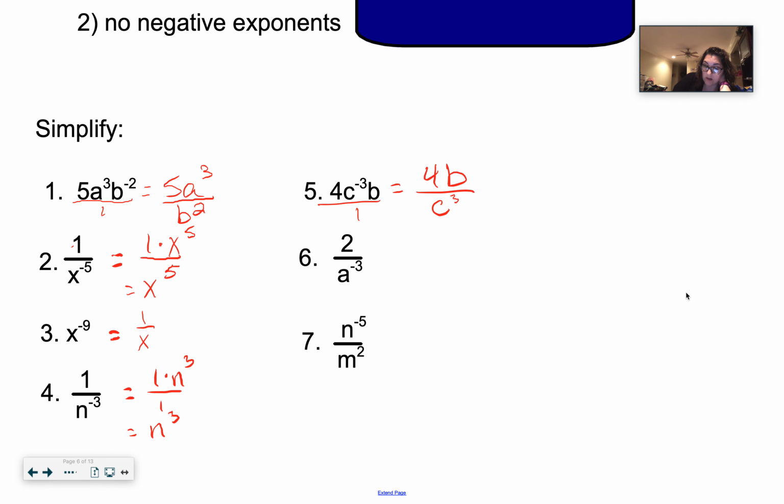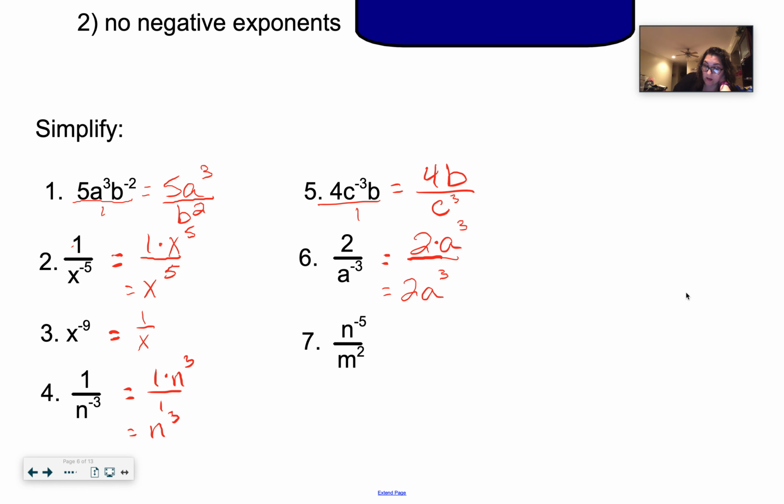Okay. Number 6, I have 2 over a to the negative third. So notice 2 is in the numerator and a to the negative third is in the denominator, but the a has a negative exponent. The 2 is going to stay where it is. And the a is going to flip to the top because it's a negative exponent. So it'll be 2 times a to the positive third. Because they're both in the numerator, I can just say 2a to the third power.